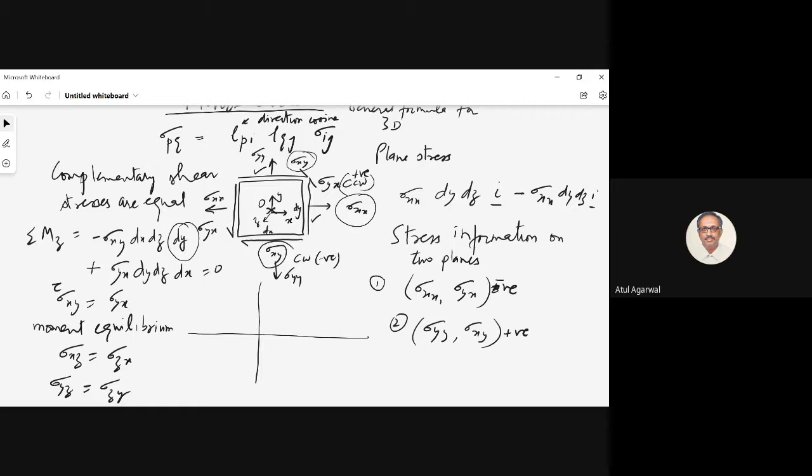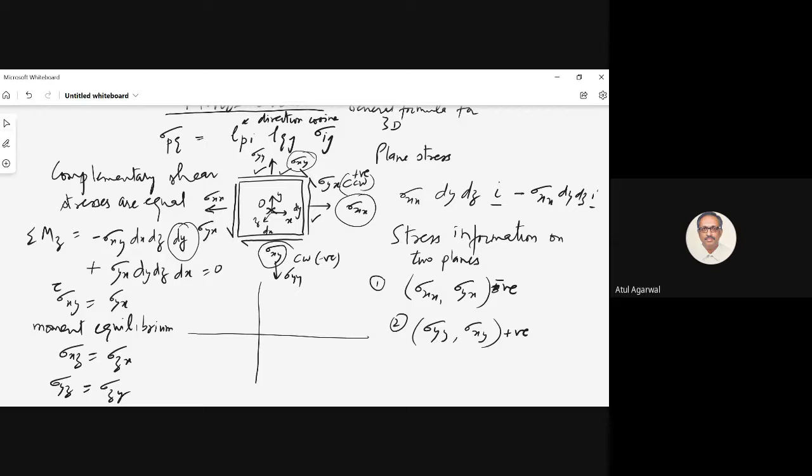Do you understand? Yes, sir. So I have called the shear stress on this face positive. It is a clockwise twist, and counterclockwise twist I have called negative. So this is happening opposite to your static sign convention.